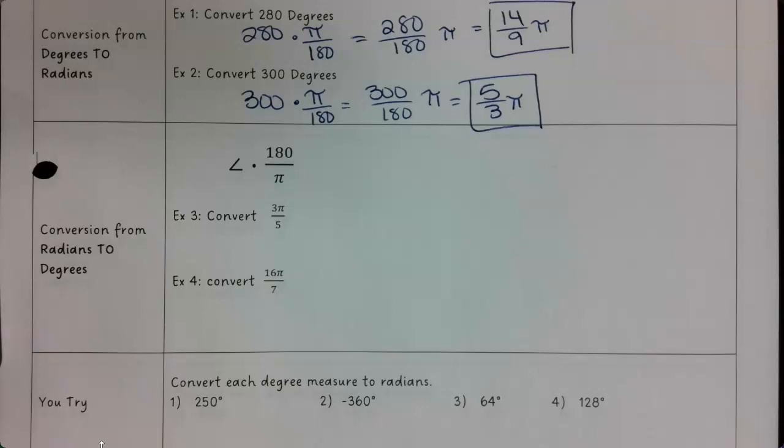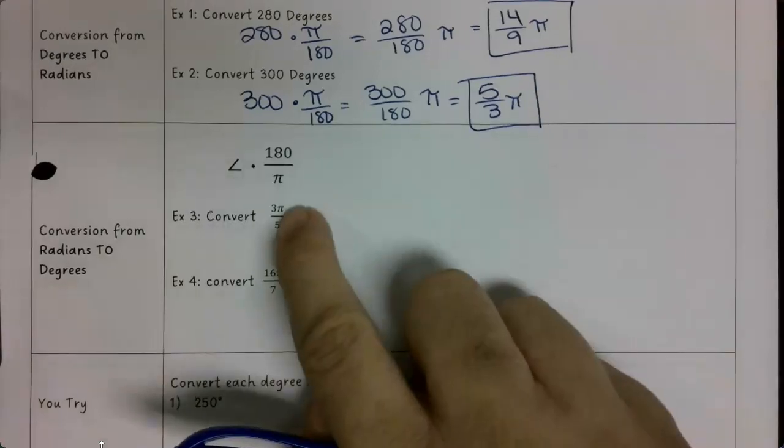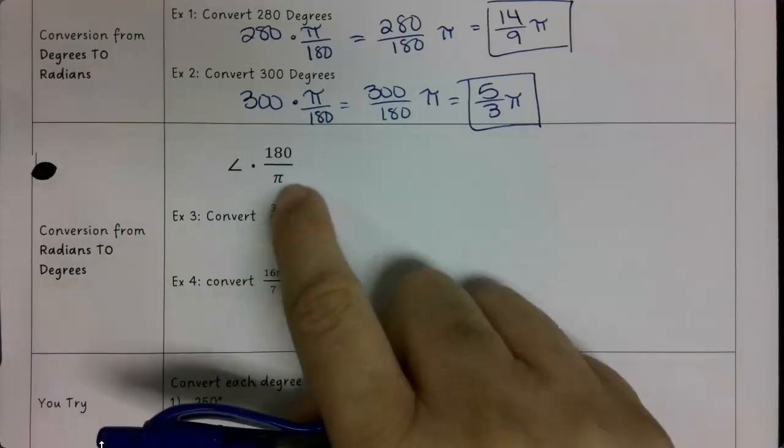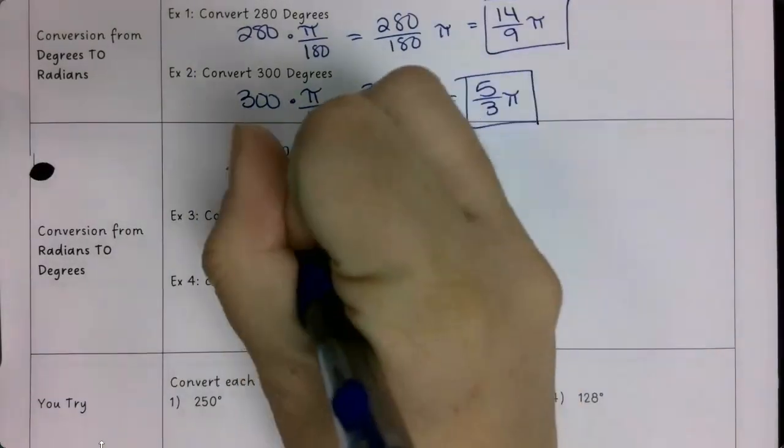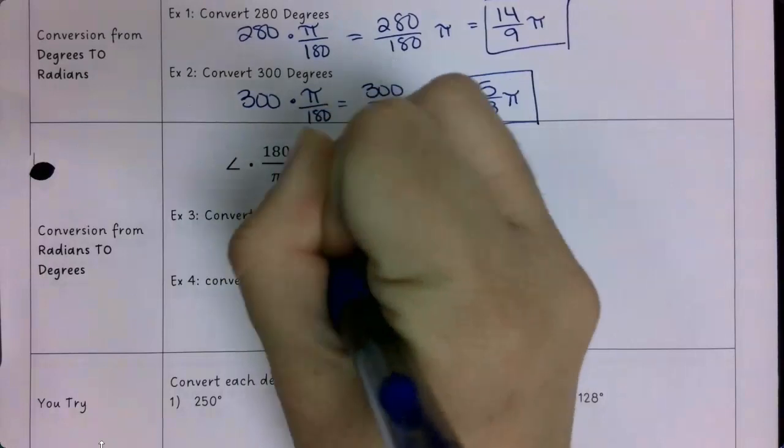Okay, the other way is if I start off with my radians, I can tell I have radians because I have a pi. So that means I want the pi on the bottom when I multiply. So I'm going to multiply this by 180 over pi.